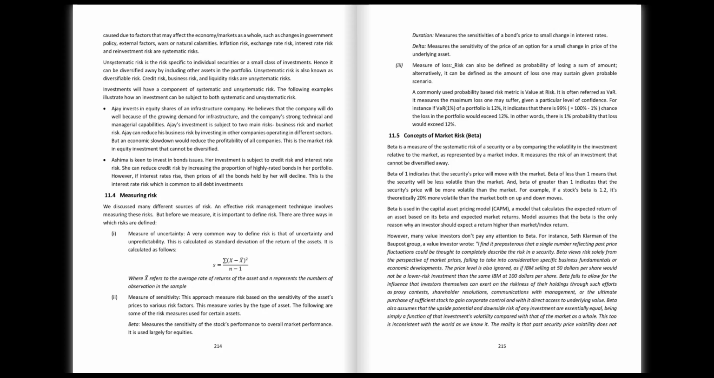Ashima is keen to invest in bond issues. Her investment is subject to credit risk and interest rate risk. She can reduce credit risk by increasing the proportion of highly rated bonds in her portfolio. However, if interest rates rise, then prices of all the bonds held by her will decline. This is the interest rate risk, which is common to all debt investments.